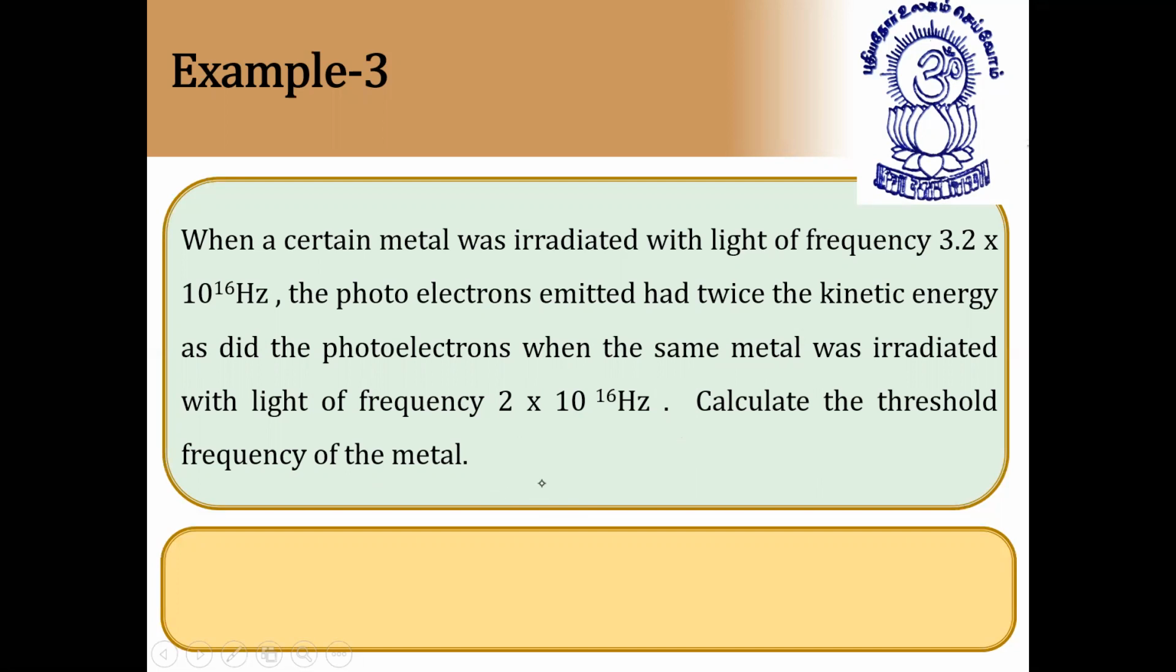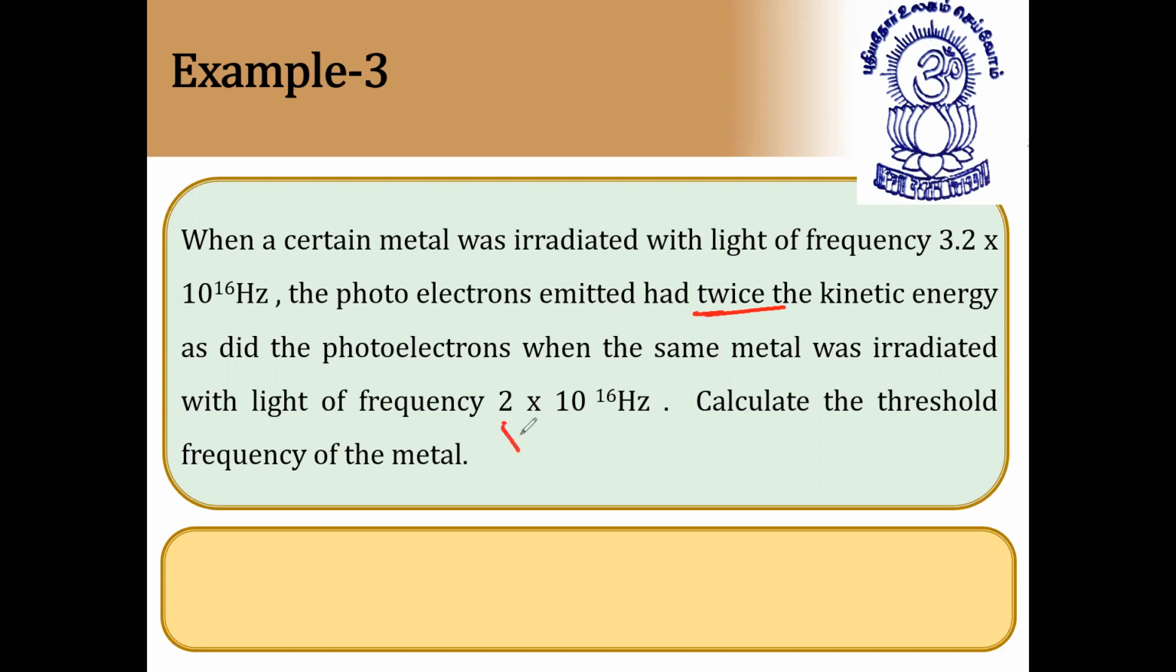Since the metal is the same, but it has two frequencies, they have given two frequencies. When the metal was irradiated with light of frequency 3.2 × 10^16 hertz, the photoelectrons emitted had twice the kinetic energy as the photoelectrons for the frequency of 2 × 10^16 hertz. So the kinetic energy for 2 × 10^16 hertz is taken as 1, and for the light of frequency 3.2 × 10^16 hertz, the kinetic energy is taken as 2. From this, you can easily find out the threshold frequency. So how to find it? I'm just giving the idea.